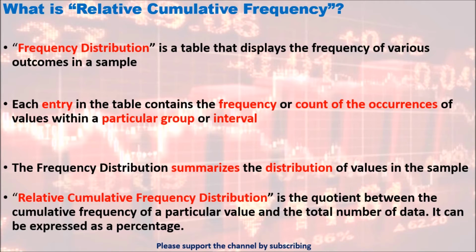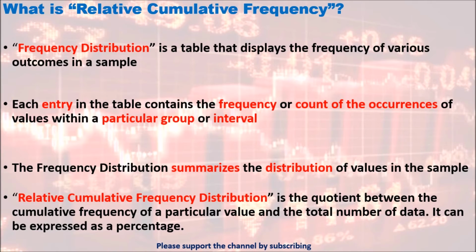Now, as you can see on the screen, the relative cumulative frequency distribution is the quotient between the cumulative frequency of a particular value and the total number of data, and it can be expressed as a fraction or as a percentage. Usually it is expressed as a percentage.